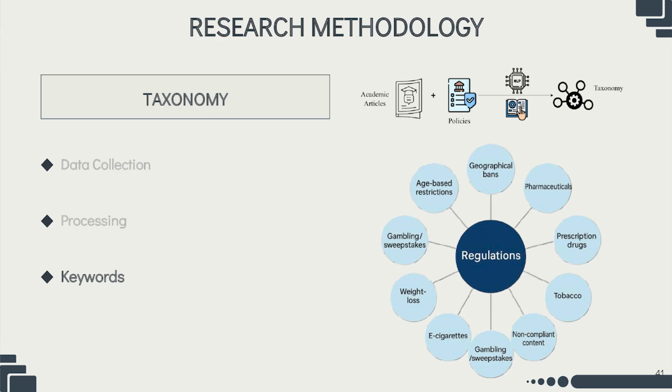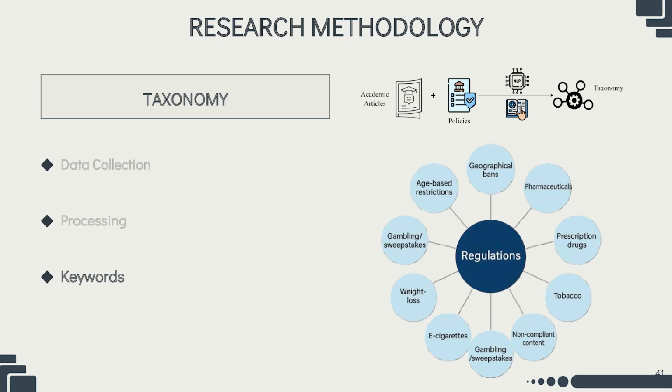So this is an example for regulations where, for example, prescription drugs or tobacco, or even non-compliant content, these keywords are used to define this broader category. And we'll see later how they get used in the prompts to help the VLMs to detect this at scale.